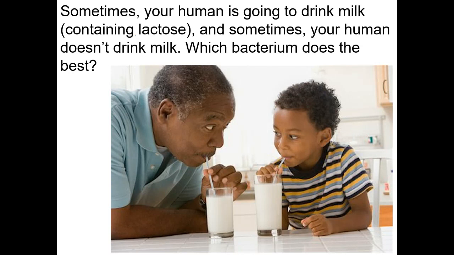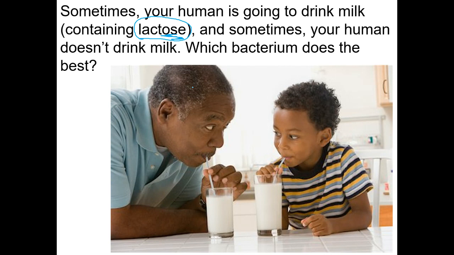Milk is a food that has a sugar in it called lactose. So remember, -ose means sugar. If you're a bacterium and there's lactose in your environment, you should break it down if it's around, unless you have something better to eat. So when your human has eaten lactose, you should make the enzymes to break it down. And when your human hasn't had any milk and there's no lactose around, then you shouldn't make the enzymes.